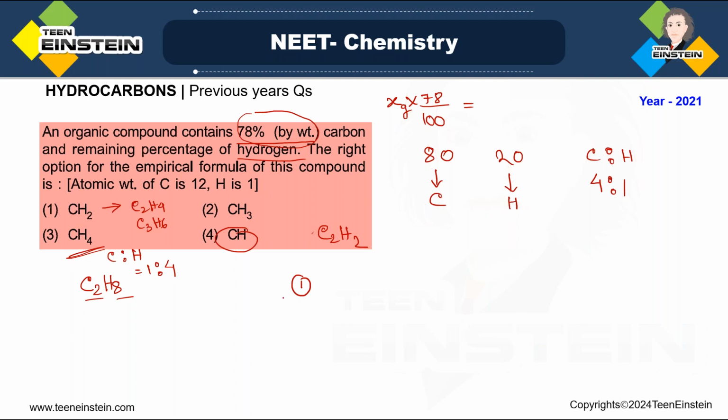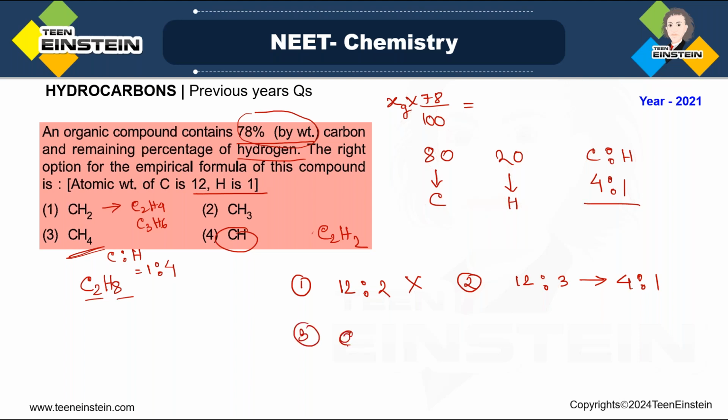Now, consider the options one by one. If it is option 1, carbon, that means 12, and 2 hydrogen, that means it is 12 and 2 gram. Carbon atomic weight is 12 and hydrogen is 1. So it will be basically 6:1. This is not matching with our 4:1, so this is not correct. What is option 2? Carbon 1, so it is 12, and 3 hydrogen, so it is 3. Now this is leading to a 4:1 ratio, isn't it? So it may be the correct option.